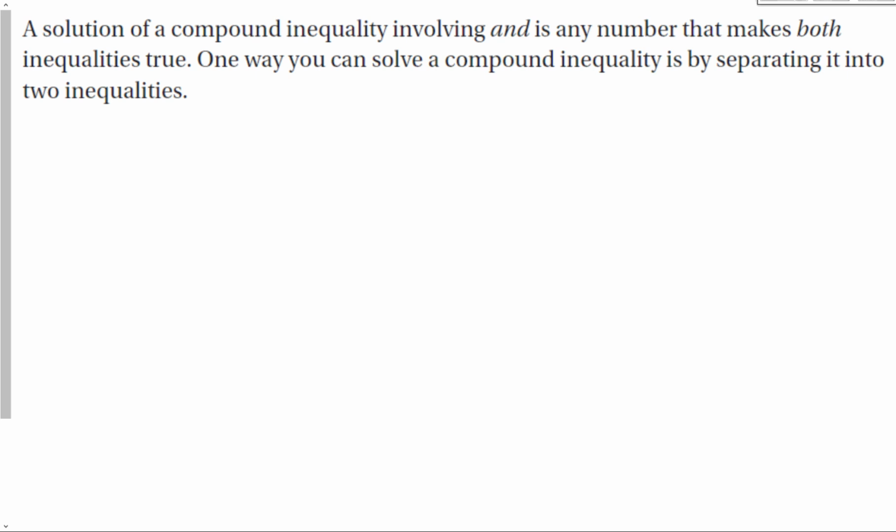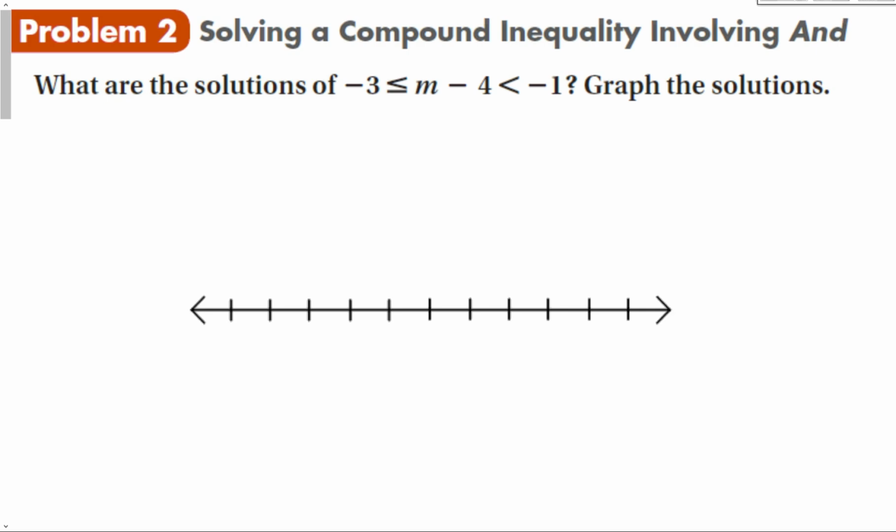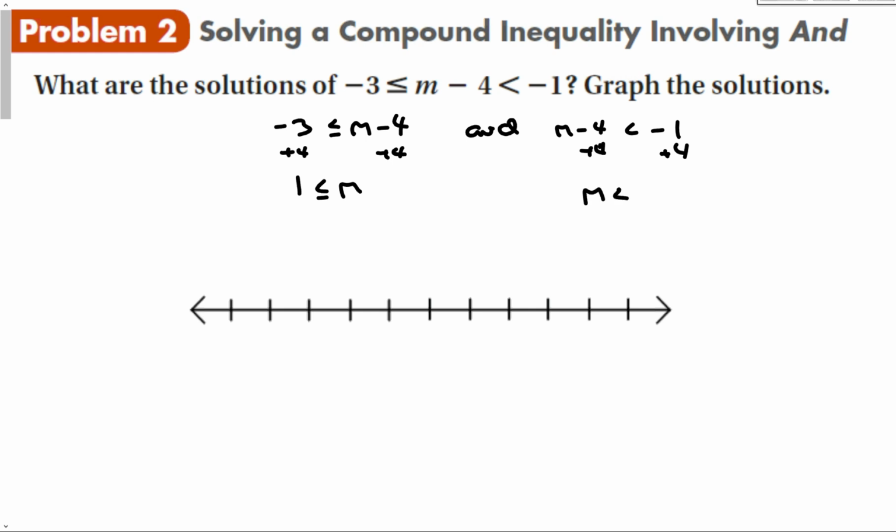So the solution of a compound inequality involving and is any number that makes both inequalities true. And one way you can solve a compound inequality is by separating it into two regular inequalities. So for this one, I could, if I wanted to, solve a compound inequality by separating it into two. So negative 3 is less than or equal to m minus 4, and m minus 4 is less than negative 1. Okay, so I could add 4 to both sides there to give me 1 is less than or equal to m. Add 4 to both sides here to get m is less than 3. So my answer is in between 1 and 3.